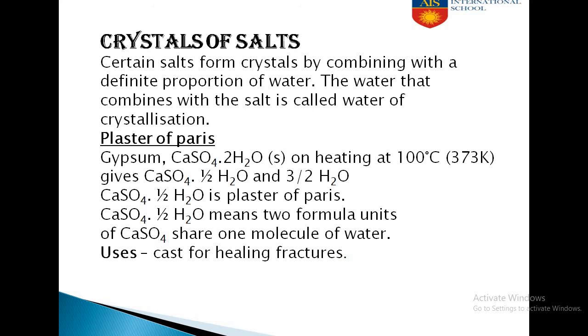So what is plaster of Paris? Gypsum, CaSO4.2H2O. On heating at 100 degrees centigrade, it gives us CaSO4.1/2H2O and 3/2 molecules of H2O. CaSO4.1/2H2O is plaster of Paris, which means two formula units of CaSO4 share one molecule of water. It is used for healing fractures. When there is a fracture, with the plaster of Paris it gets healed.